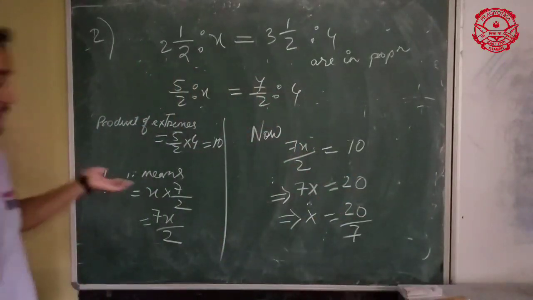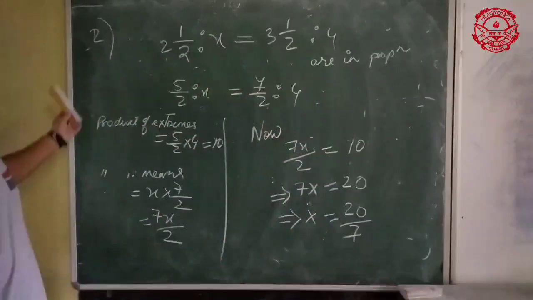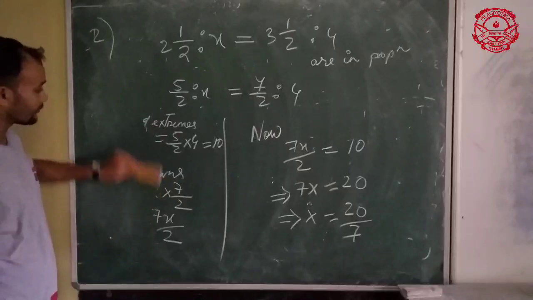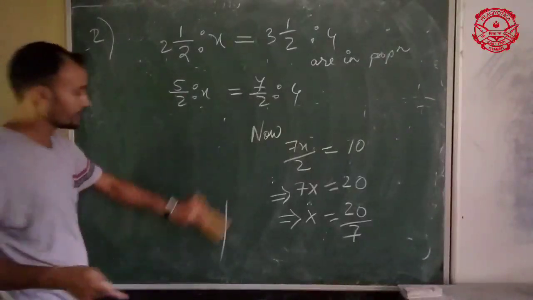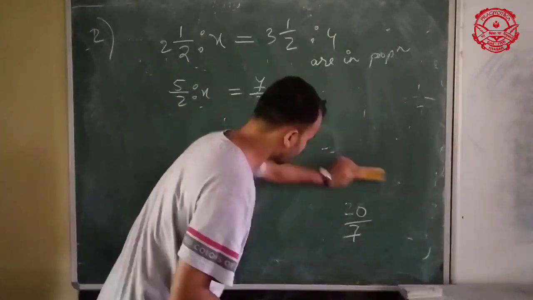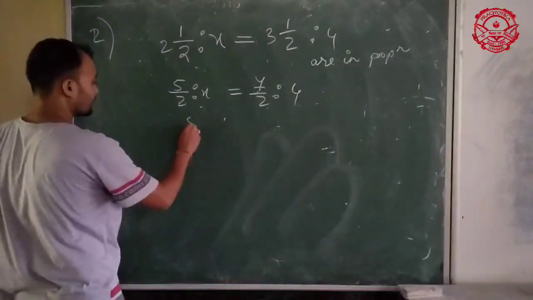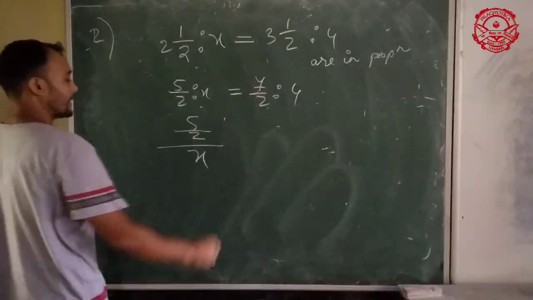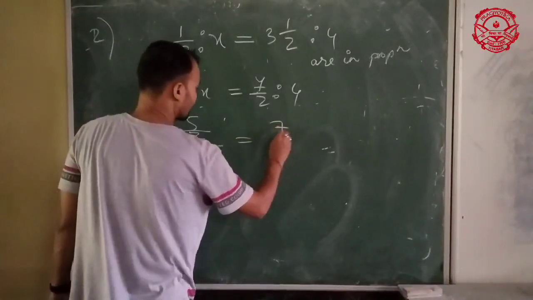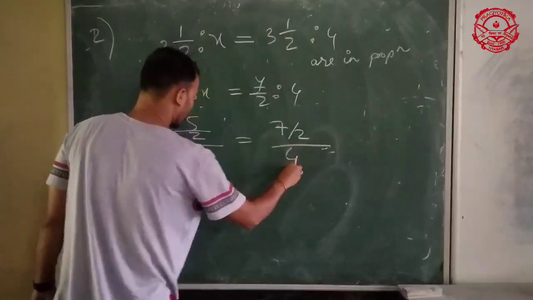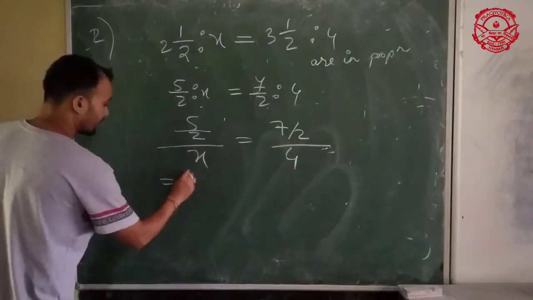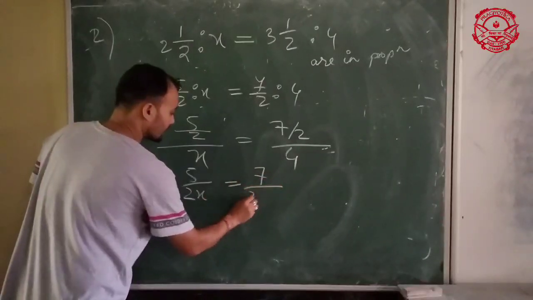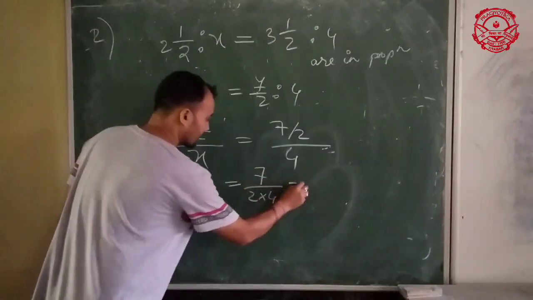Or you can choose another one. There is another way. You can go in this manner, or there is another way. I think that will be the shortest. I'll show you. Yes, now see, 5 by 2 by x equal to 7 by 2 by 4. Okay, this coming down, that is 5 by 2x equal to 7 by 2 into 4 equal to 7 by 8.